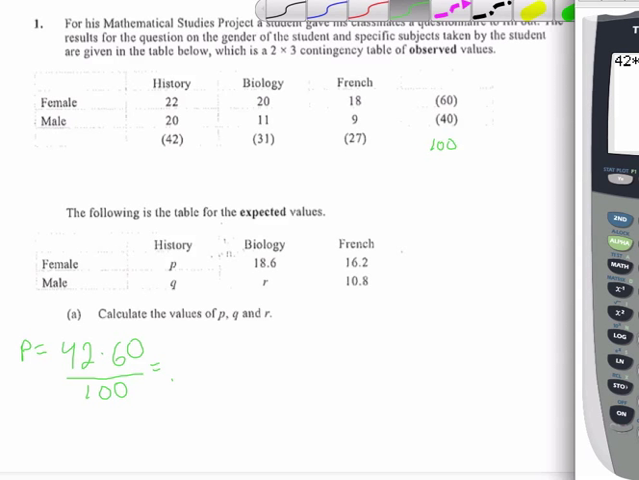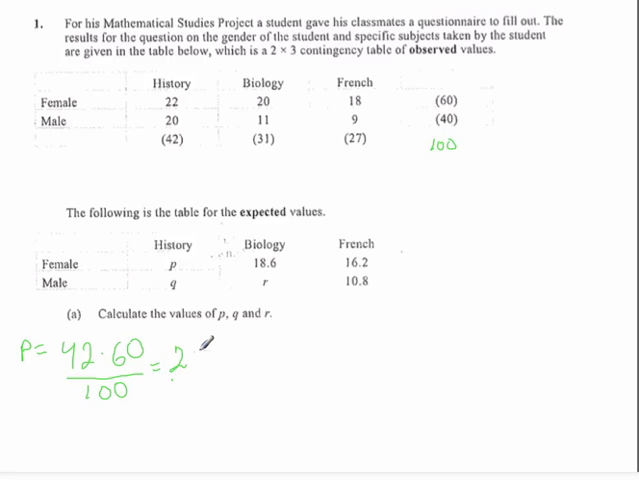42 times 60 gives me 2520, and then divide by 100, which gives 25.2, of course. So that's 25.2. Alright, and then we do the same procedure for Q and R. So Q is going to be 42 times 40 divided by 100.